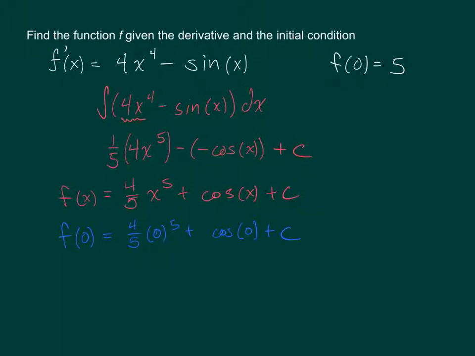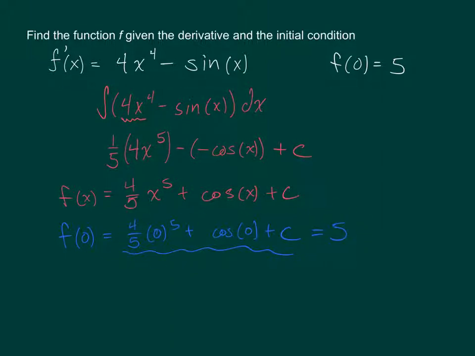Plus c. But I also know that f of 0 is also equal to 5. So I can set this entire expression equal to 5, and now c is the only variable in this entire equation. So now we can solve for c.